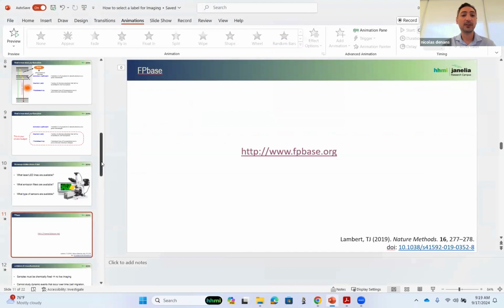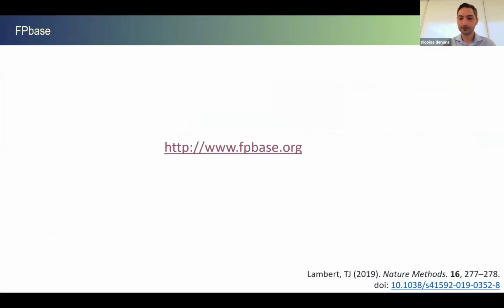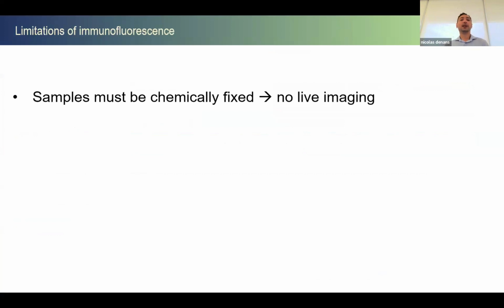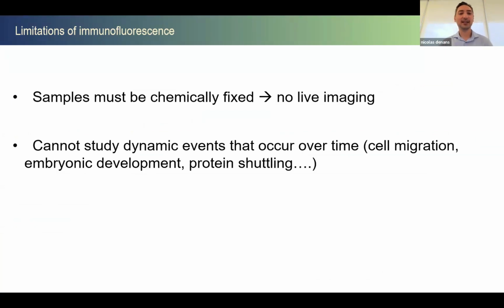So now we know how to use FPbase to select our fluorophore based on the microscope that we have access to. All right, but immunofluorescence is limited, right? We have to chemically fix the sample, so we cannot do live imaging. If we cannot do live imaging, we limit ourselves in what kind of experiments we can do. So we cannot study these dynamic events that occur over time. So we cannot study cell migration, embryonic development, protein shuttling, all these very exciting processes in biology.